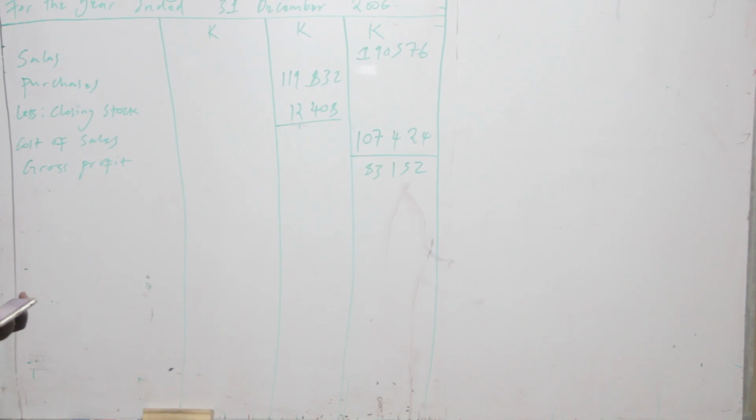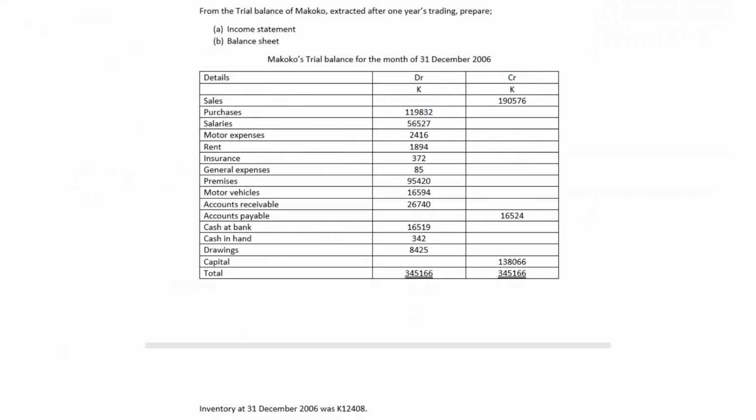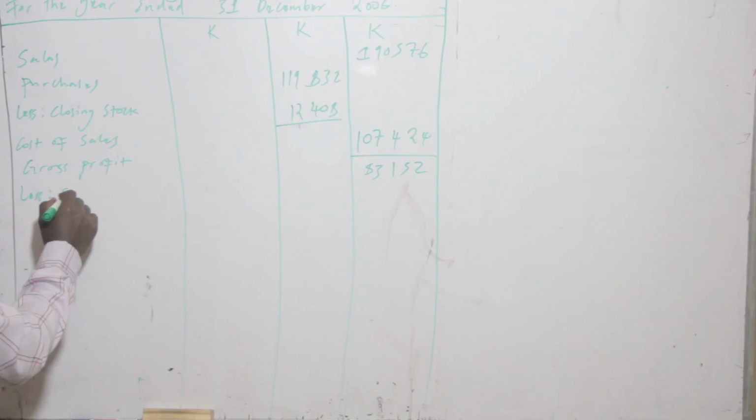So let us look at the profit and loss account. Let us look at the items in the trial balance. Let us identify if we have any gains. We don't have any gains. That means that we're going to skip the part of gains, but we do have expenses. The expenses that we have are salaries, motor expenses, rent, insurance, and general expenses. So we can say less expenses.